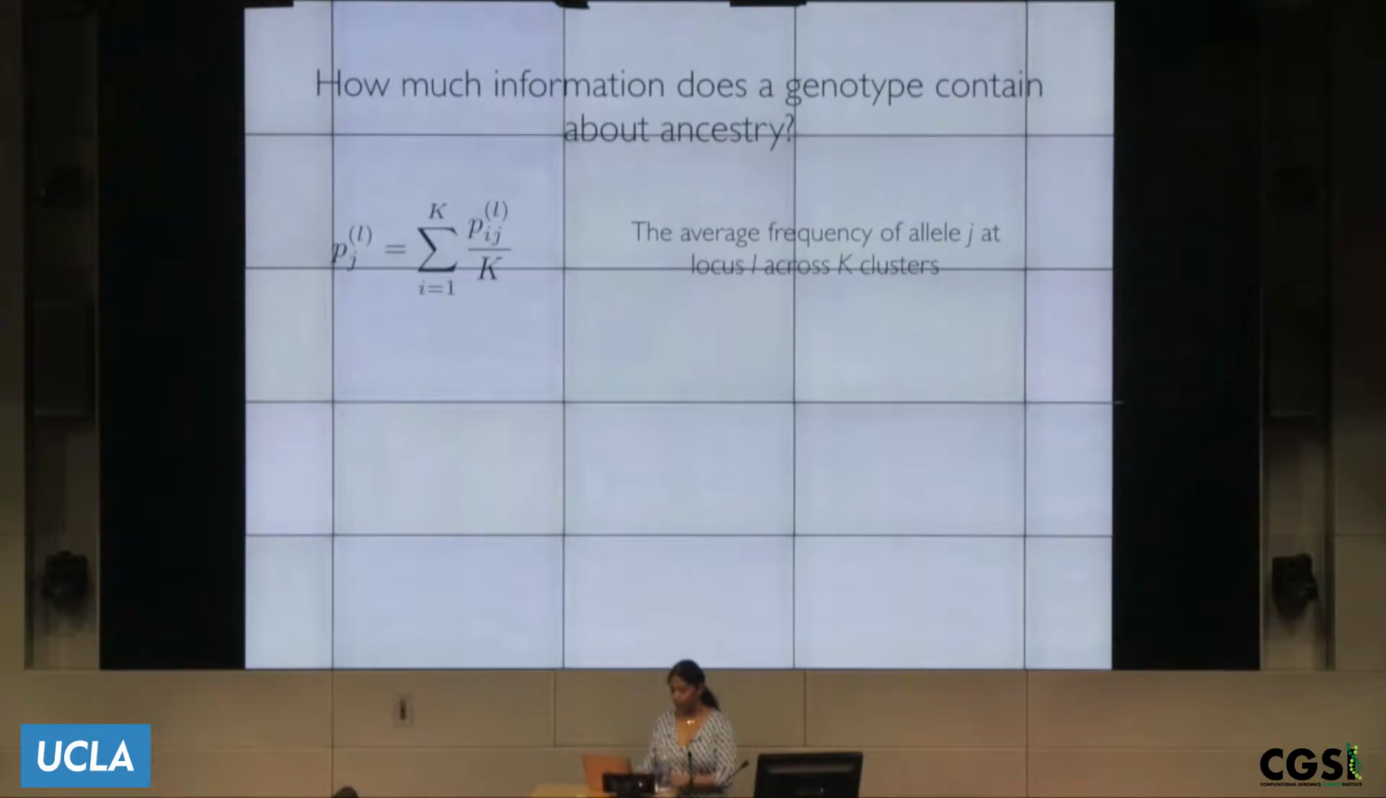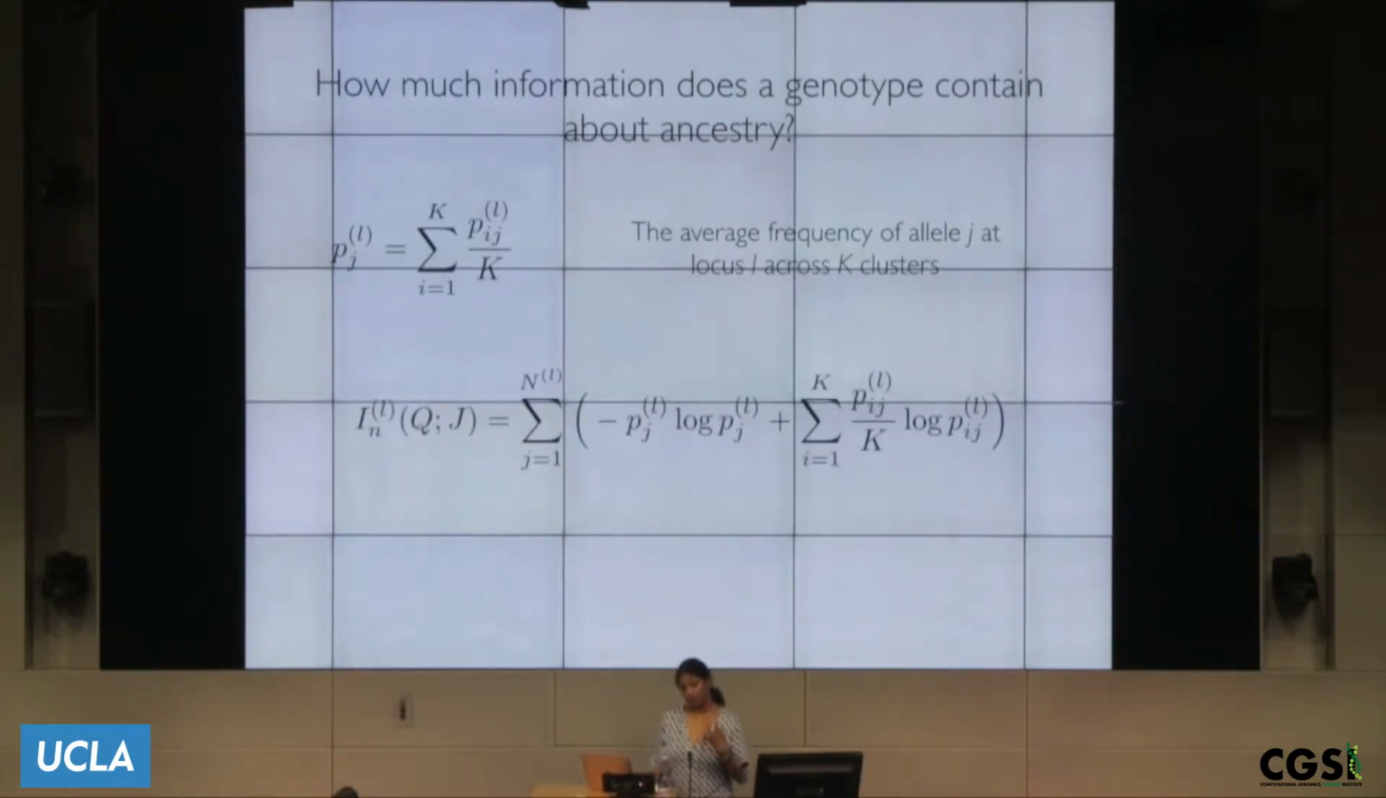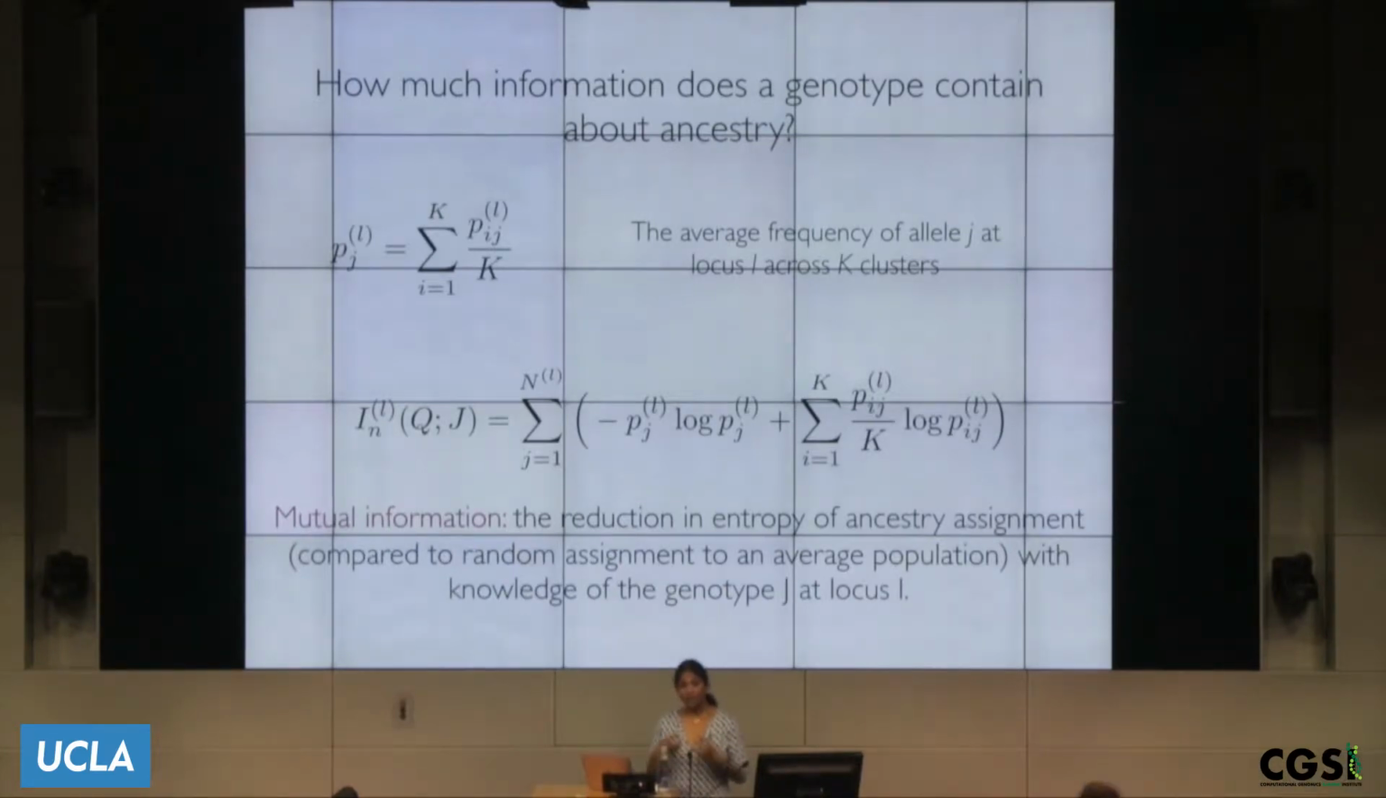But what this paper focuses on is thinking about mutual information between Q, the ancestry, the membership coefficients, and J, the observed genotypes. Okay, so how do we think about this information? So we want to think about it as the reduction in entropy of ancestry assignment once we have observed genotype J at locus L. So initially, if I have not observed any genotypes and I want to assign an individual membership, how do I do it? I have K clusters. What's the best guess that I can make? Random assignment, right? So what would that be? Right, so I could give them 1 over K proportion membership across K clusters, right? So when we do that, the entropy of Q is log K.